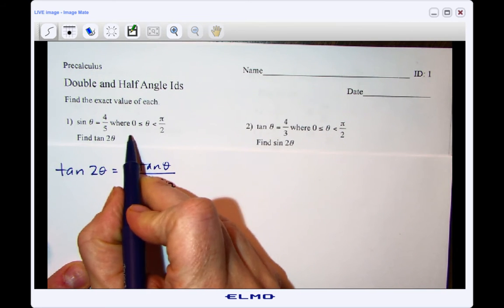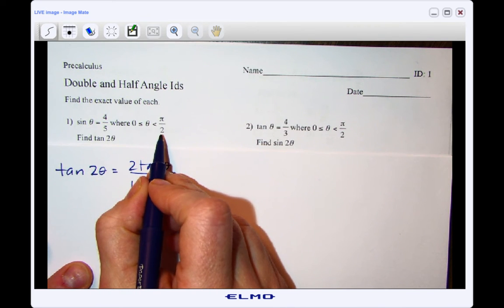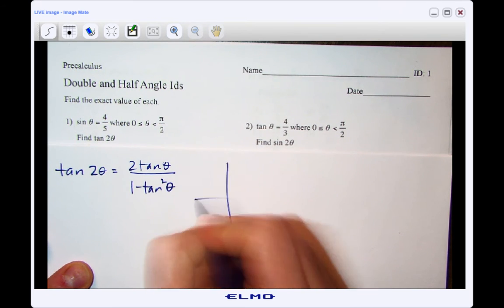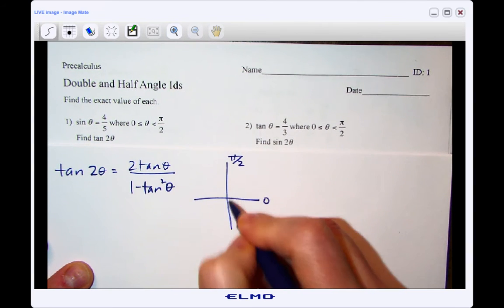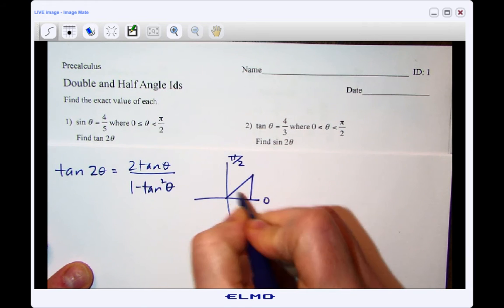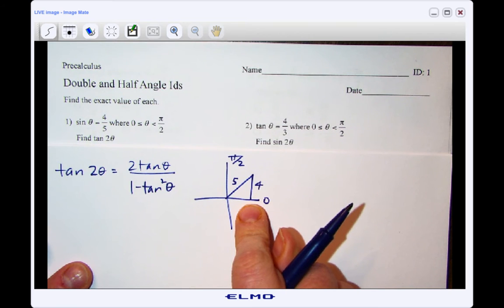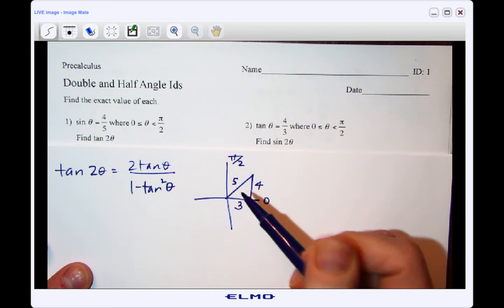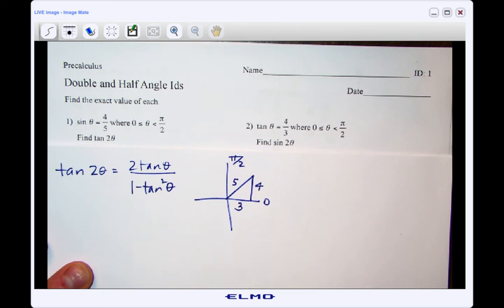It tells us that the theta we're looking for is in quadrant 1 because it's between 0 and pi over 2. Since this is pi over 2 and this is 0, we know that it lives in this quadrant. And we know that the sine is 4 over 5, so we're looking at a triangle that looks like this. The only thing left to do is put in our other side, and this happens to be one of our special triangles, a 3, 4, 5. Now all I have to do is figure out what tan is for this angle theta.